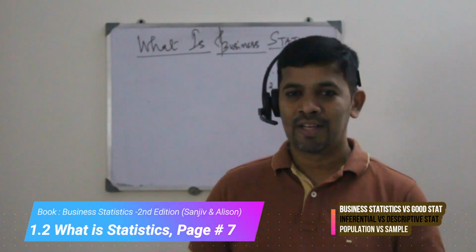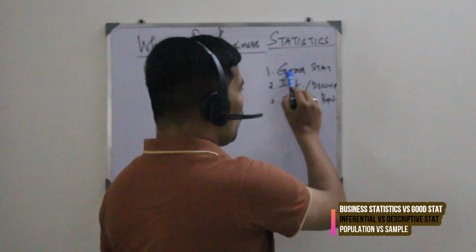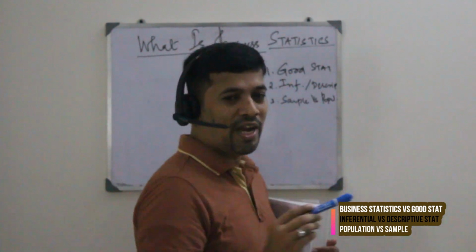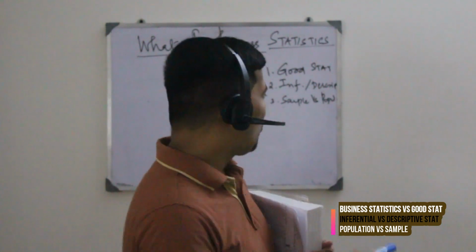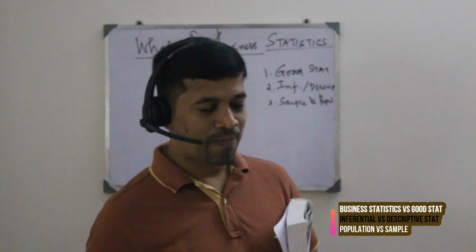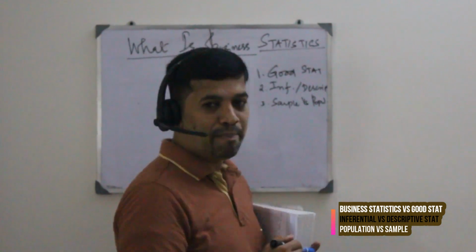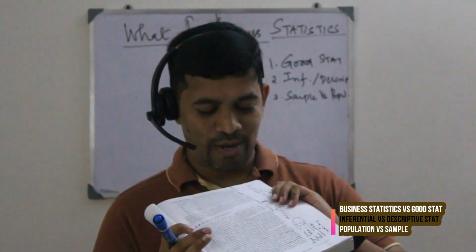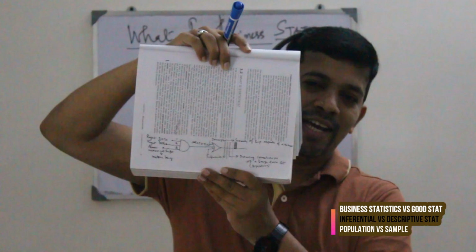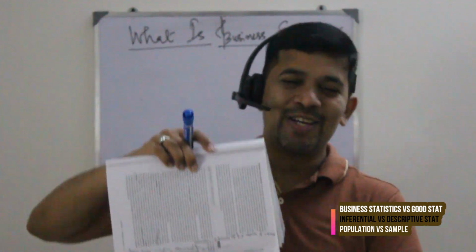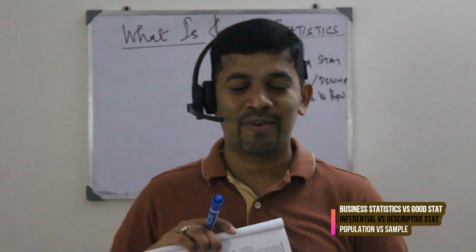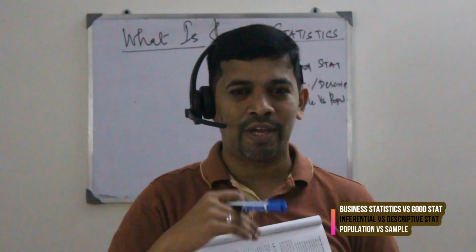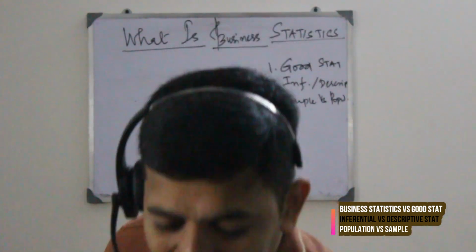What I will be doing is covering what is meant by good statistic, followed by what is meant by inferential and what is meant by descriptive statistics, and finally, what is meant by sample versus population. This book contains wonderful definitions, and in order to make it very easy, I drew up a logic gate to make you comprehend in an easy way. So let me start.